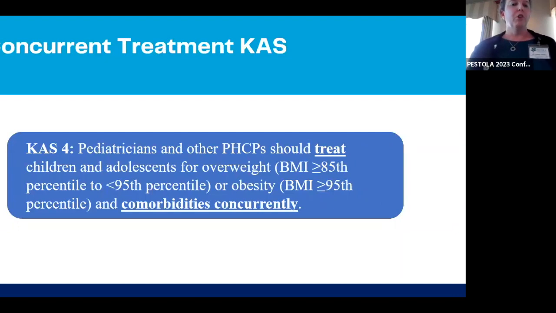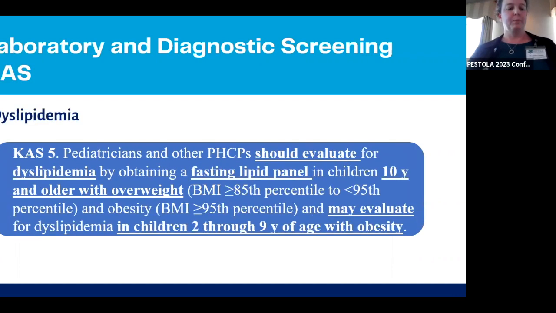Key action statement number 4 recommends concurrent treatment of overweight or obesity and the comorbidities. That came from the technical report, which found substantial evidence to support concurrent treatment to achieve weight loss, avoid further weight gain, and improve obesity-related comorbidities. And this is really key as far as working with families. When you're talking about treatment, it is not just about weight, it's also about their health. Multiple studies showed that cardiometabolic markers improve significantly in children with obesity. And it, again, provides that opportunity to emphasize health outcomes in addition to weight outcomes with management.